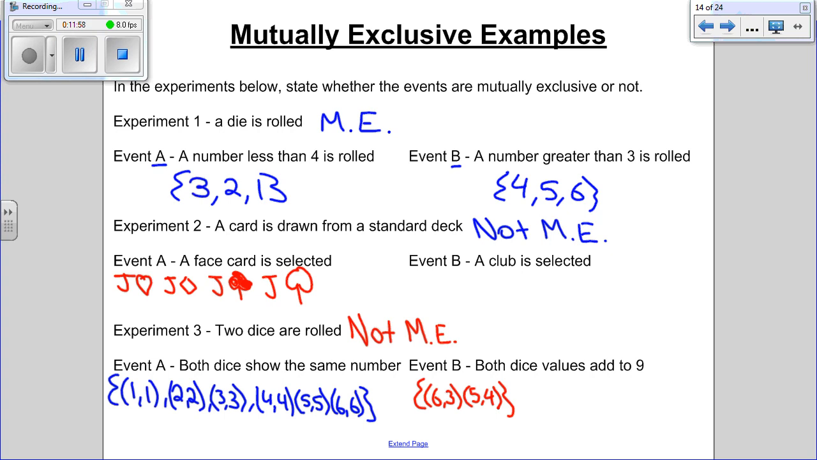The second event was a club is selected. That's a lot of things. That could be the 2, 3, 4, 5, 6, 7, 8, 9, 10, Jack, Queen, King, and Ace of clubs. Is there anything that's going to be in both groups? Yeah, if you look at our example right now, the Jack of clubs would be in both groups. That's a face card and it's a club. So that would be in both events. So right there, you know that these things are not mutually exclusive because there's something that could be in both groups.